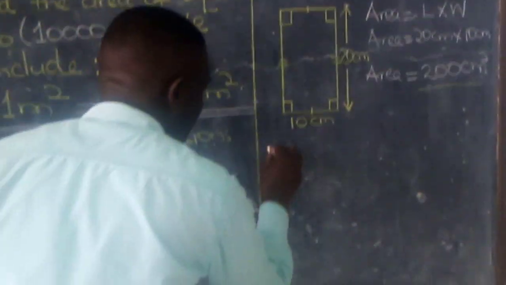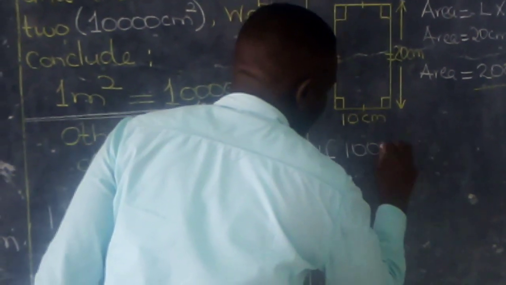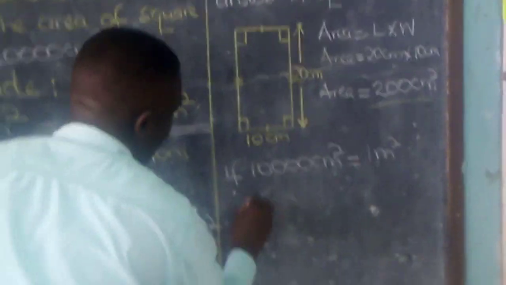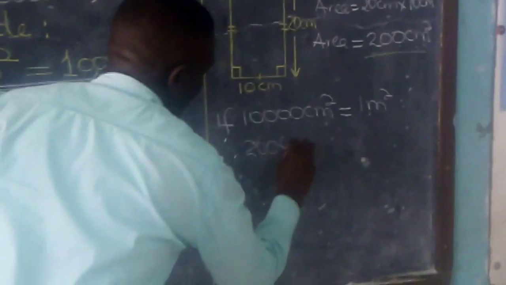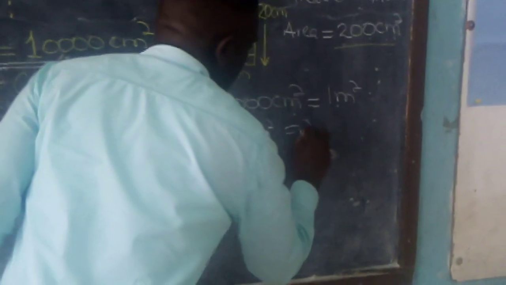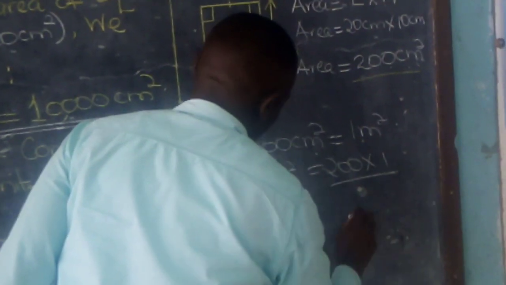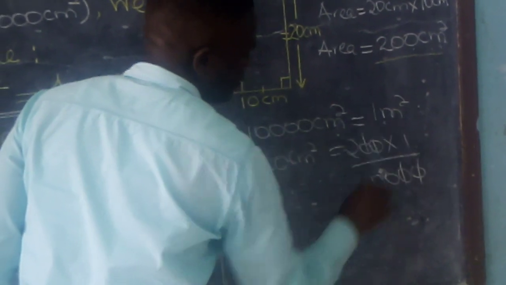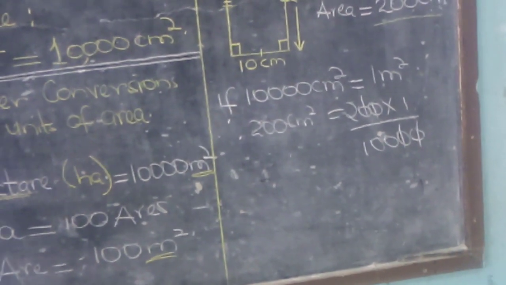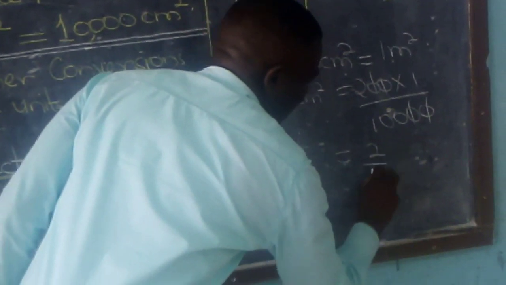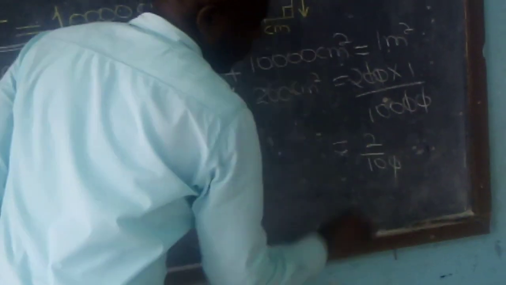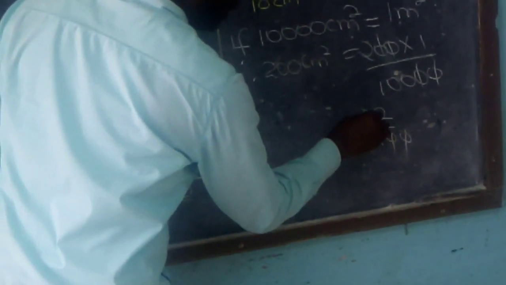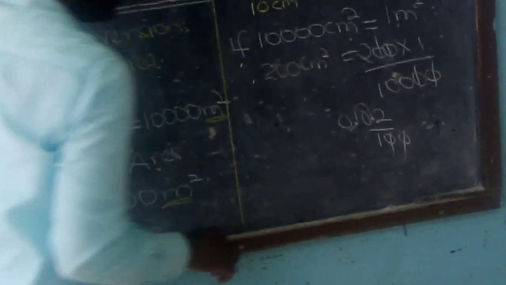So we will reason, if 10,000 square centimeters is equivalent to 1 square meter, what about 200 square centimeters? It will be 200 multiplied by 1 all over 10,000. Boys and girls, we cancel the zeros, 2 zeros from there. We remain with 2. When you remain with 2, it's 2 over 100. We cancel the 0 and create a decimal there. Put a 0 there. Cancel the next 0. The decimal moves to the left. And you put a 0 there.